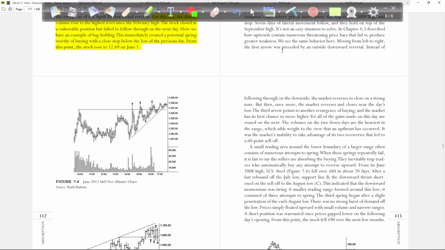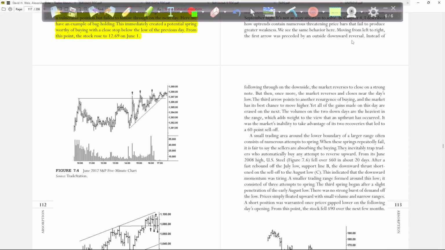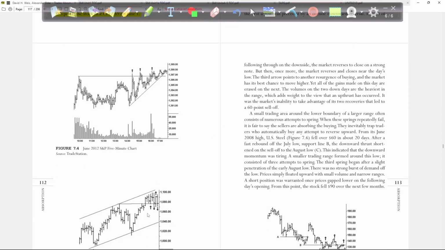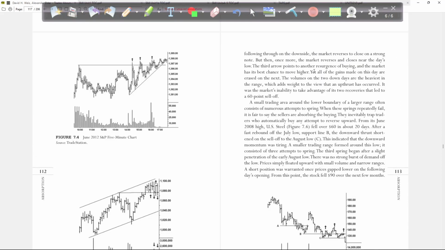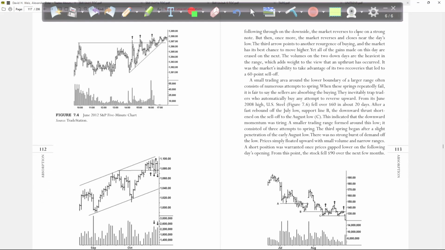The first arrow was preceded by an outside downward reversal. Instead of following through on the downside, the market reverses to close on a strong note. But then once more the market reverses and closes near the day's low. The third arrow points to another resurgence of buying, and the market has its best chance to move higher. Yet all of the gains made on this day are erased on the next day.